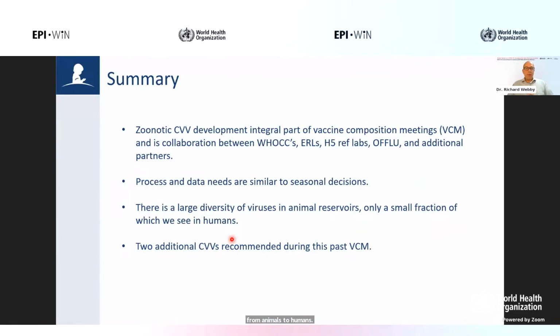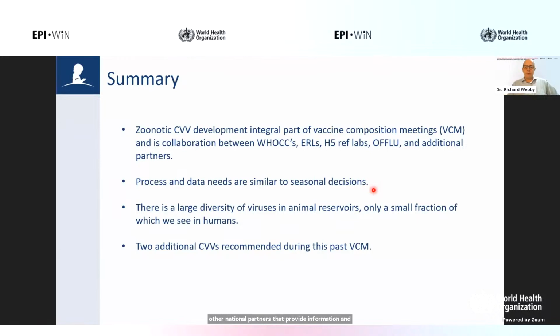So I'm going to stop there. I think, just to summarize, the zoonotic candidate vaccine virus development is an integral part of the VCM meetings. We're getting more and more information collected from a range of collaborative partners, both within GISRS. The RLs, the H5 reference labs are key players here, as is OFFLU and additional partners, some academics, some other national partners that provide information and viruses to this as well.